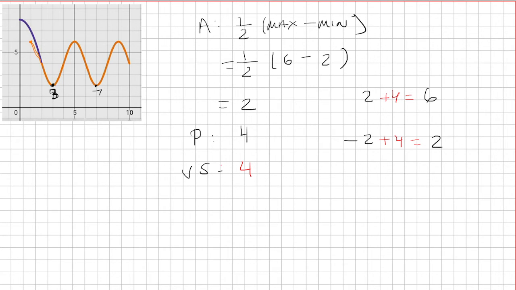And because the period is 4, you break up the interval into 4 pieces. Right? So if it's from 0 to 4, you break it up into half to 2. Half is 1, half is 3. So here at 3, it's a min. That means at 2, it has to be the midline. 1 has to be a maximum. And then 0 has to be the mid.